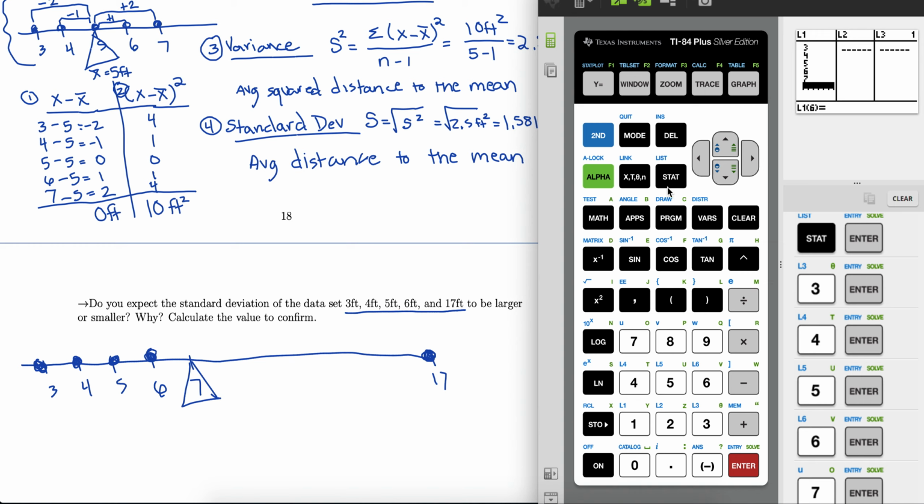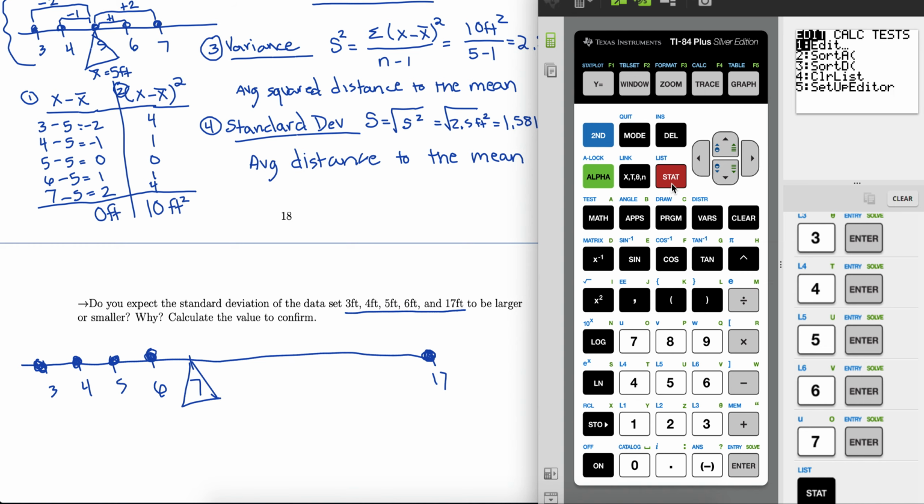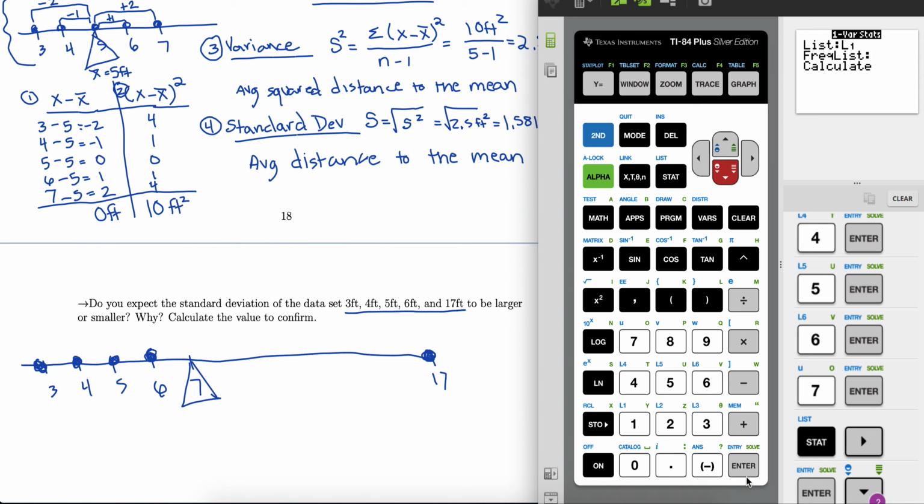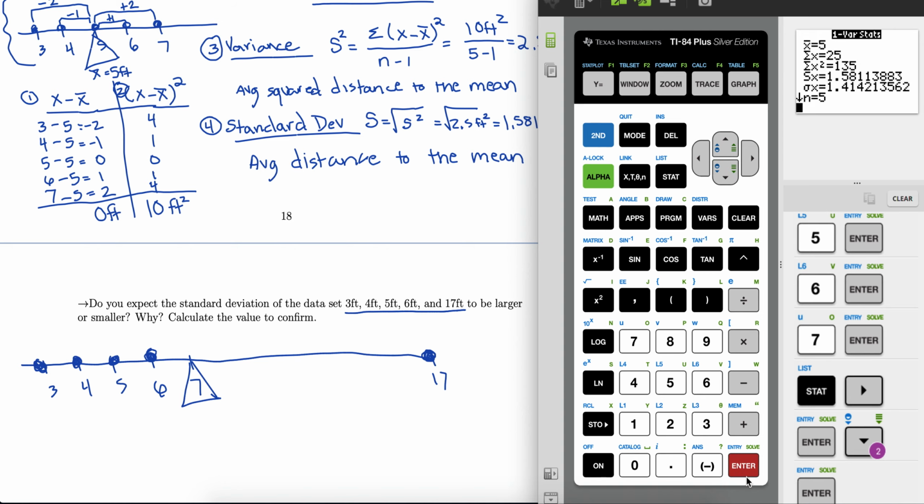Then we can go back to Stat. This time we want to do some calculations on the data. So move over to the second option, Calc, and then choose the first option there, 1-Var Stats, for one variable statistics. We have one data set we entered, and then just go down and calculate. You'll see all kinds of information here. Oh, I did the first data set, didn't I? 3, 4, 5, 6, and 7.